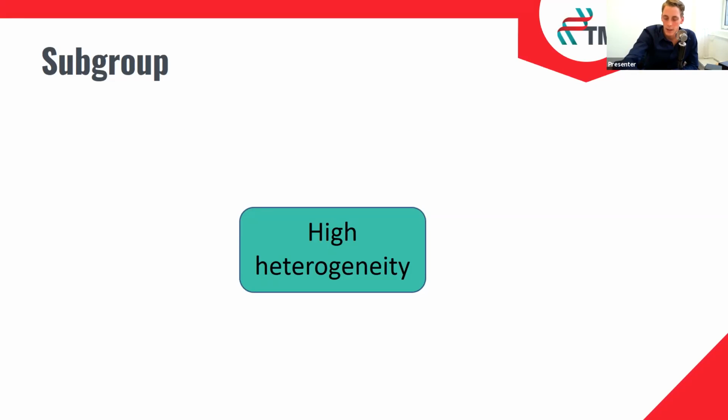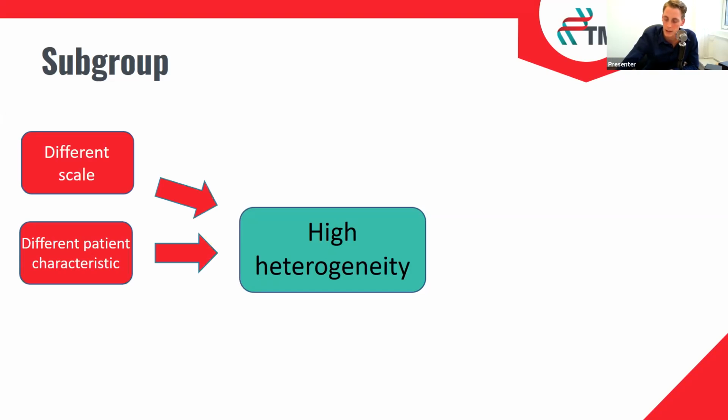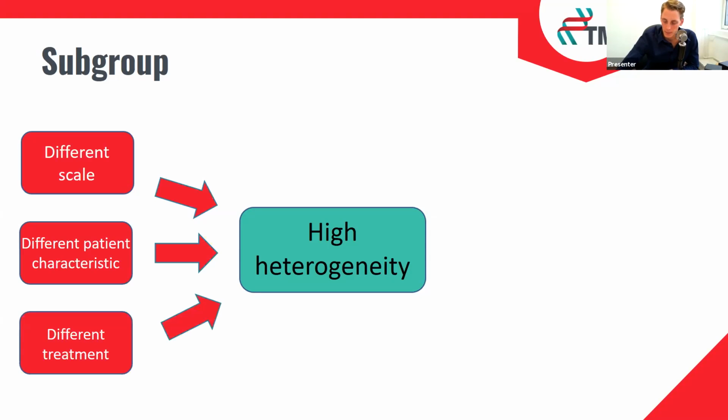Most importantly, subgroups. Sometimes we realize that our data or our results seem to be really different. That means we have a high heterogeneity. The quality of our data or results are heterogeneous when they are dissimilar. There can be plenty of causes behind the heterogeneity, such as different scale. That means the values are measured on different scales or with different methods. The reason can be also the different patient characteristics, for example, when the values are different between men and women. Or it can be a different treatment as well.